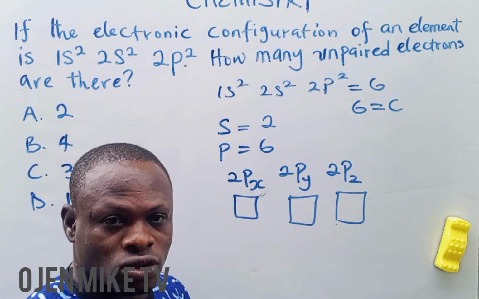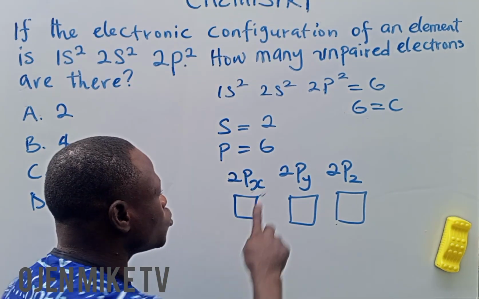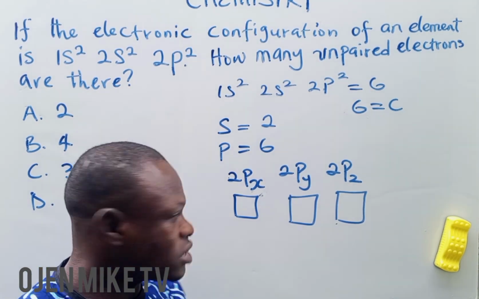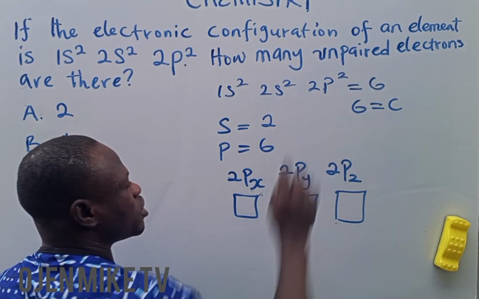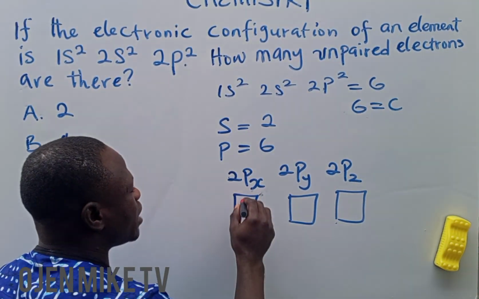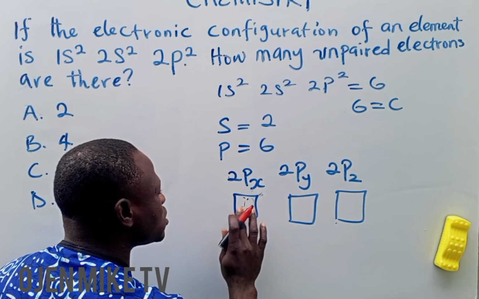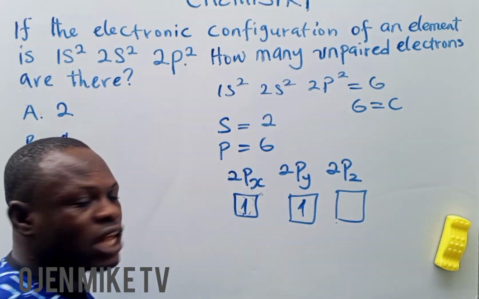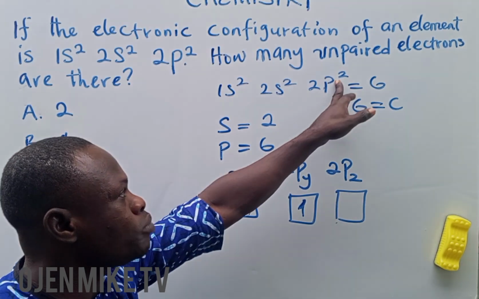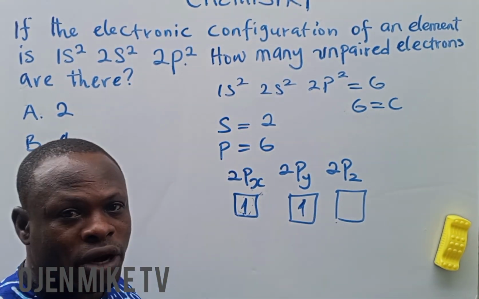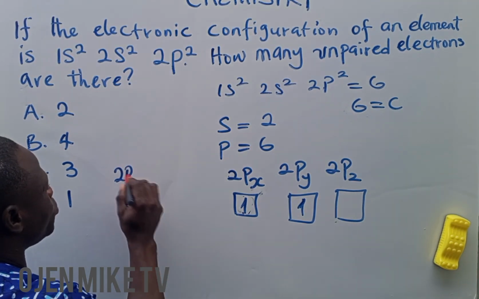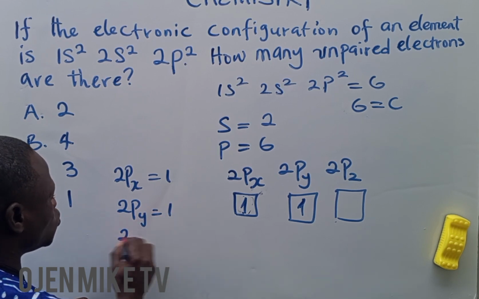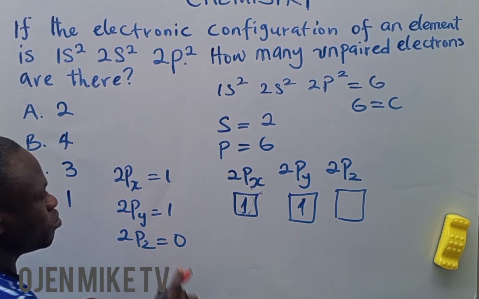Now according to Hund's rule, electrons are supposed to be filled separately in the orbitals first before pairing can take place. Now we have only 2 given here, and we cannot write 2 in one orbital. It is wrong. So since it is 2, we have 1 here, spin up, and spin up. So 1 is left, and 1 will occupy this one. Therefore 2p x will be equal to 1, 2p y will be equal to 1, and 2p z will be equal to 0, because nothing is here.